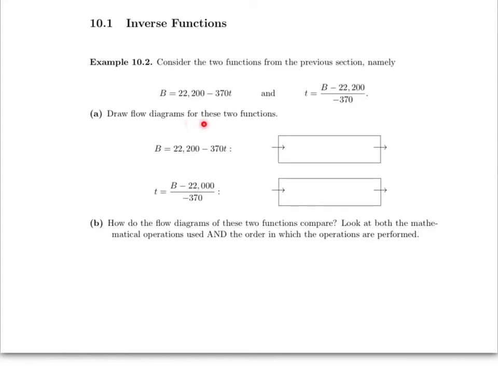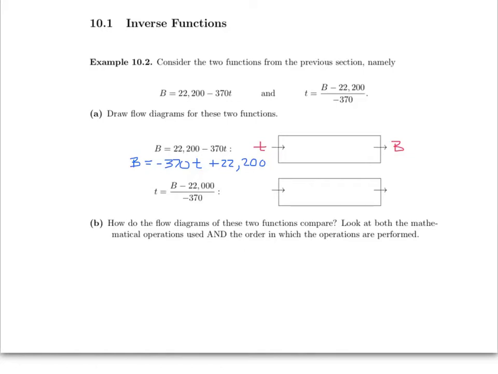Draw flow diagrams for each of these two functions. Let's start with the first function. I'm going to begin by rewriting the function as negative 370t plus 22,200. Okay, so for this function, the variable t is the input and the output is the variable b.